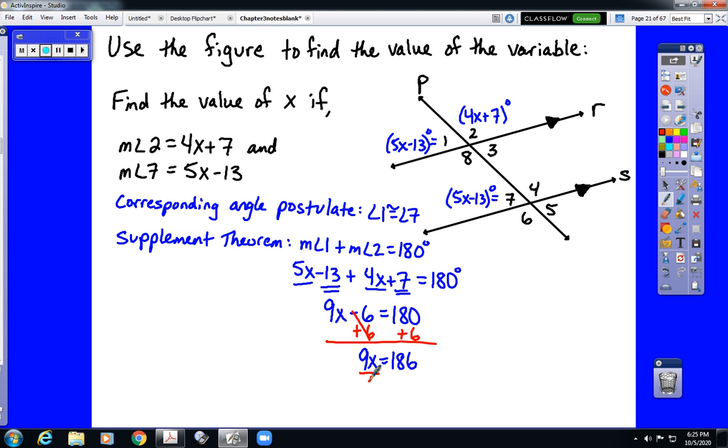But Mr. Wills, 186 is not divisible by 9. You're right. However, that fraction does reduce. Both the top and the bottom can be reduced by 3, giving us x equals 62 thirds. Okay, x is 62 thirds. One more of these, I believe.